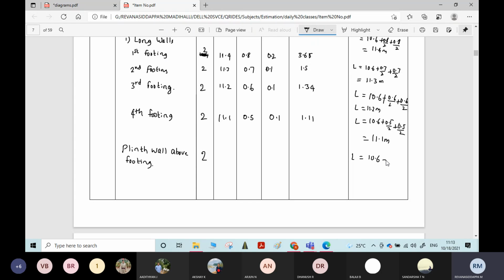Center to center length is 10.6 meter plus half of the width of the plinth wall on either side. That is, its width is 0.4 meter. Therefore, 0.4 divided by 2 plus 0.4 divided by 2. What is the length you get? I think 11 meter, correct? 11 meter. Yes, 11 meter is the length of the plinth wall, and its width is 0.4 meter.